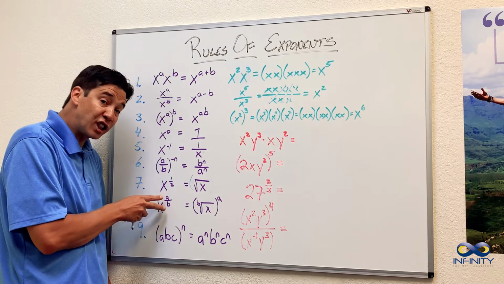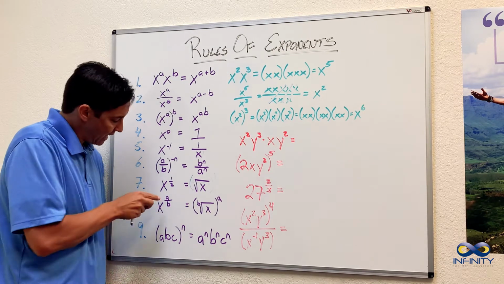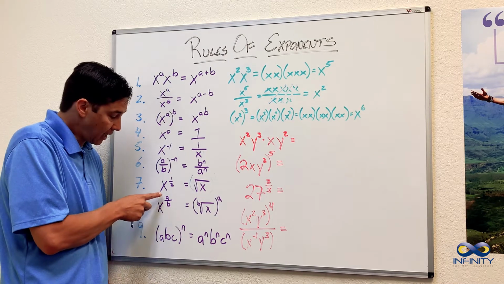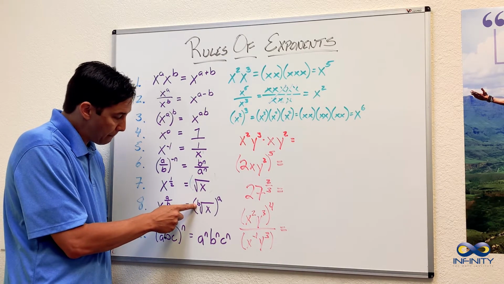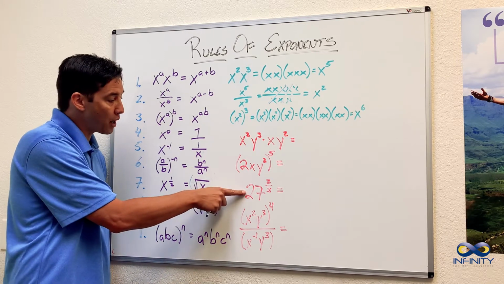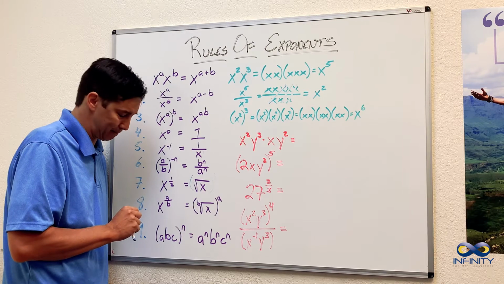Anytime you have a rational or a fraction in your exponent, you're going to take the b root to the a power: the b root of x to the a power. And we're going to be working on an example in just one second.